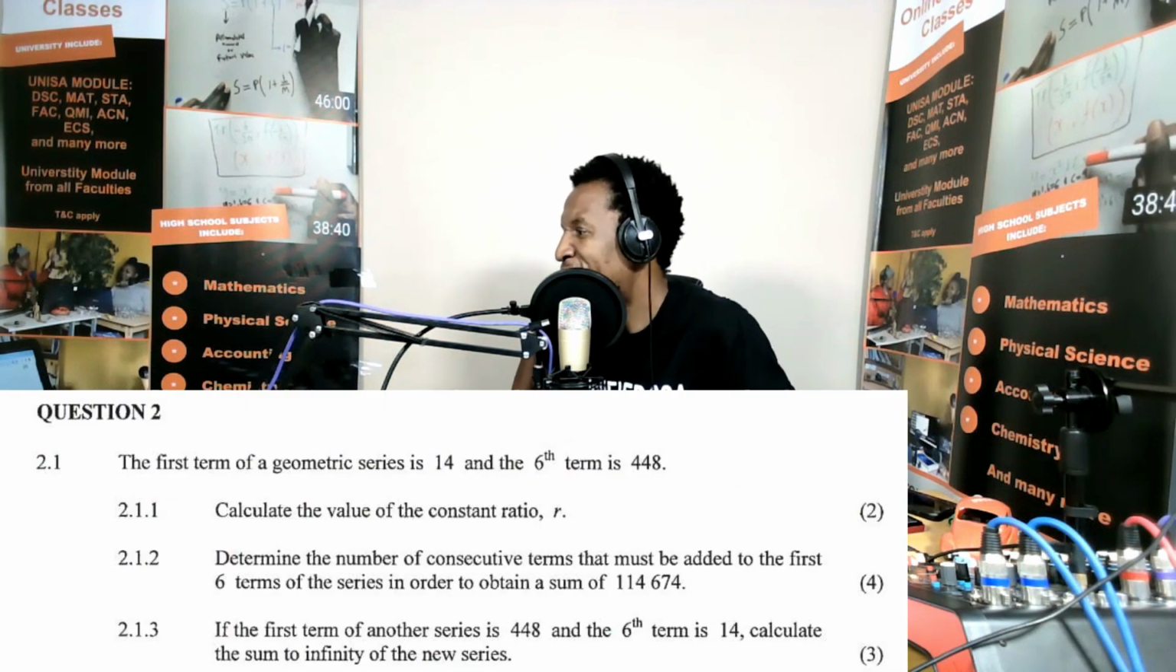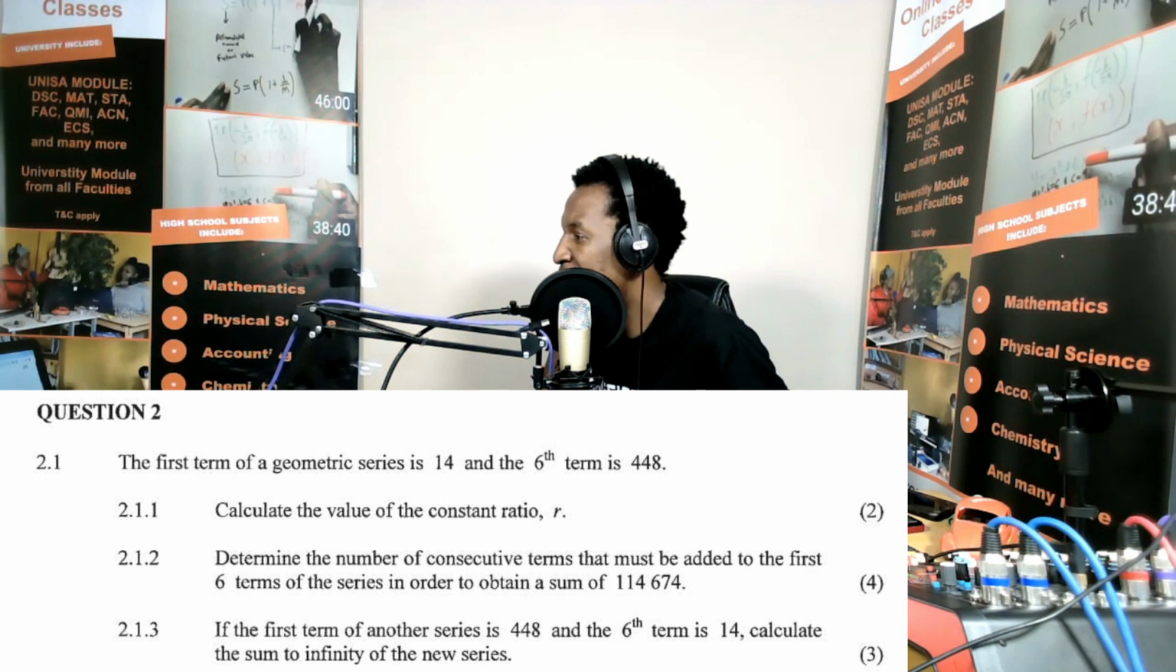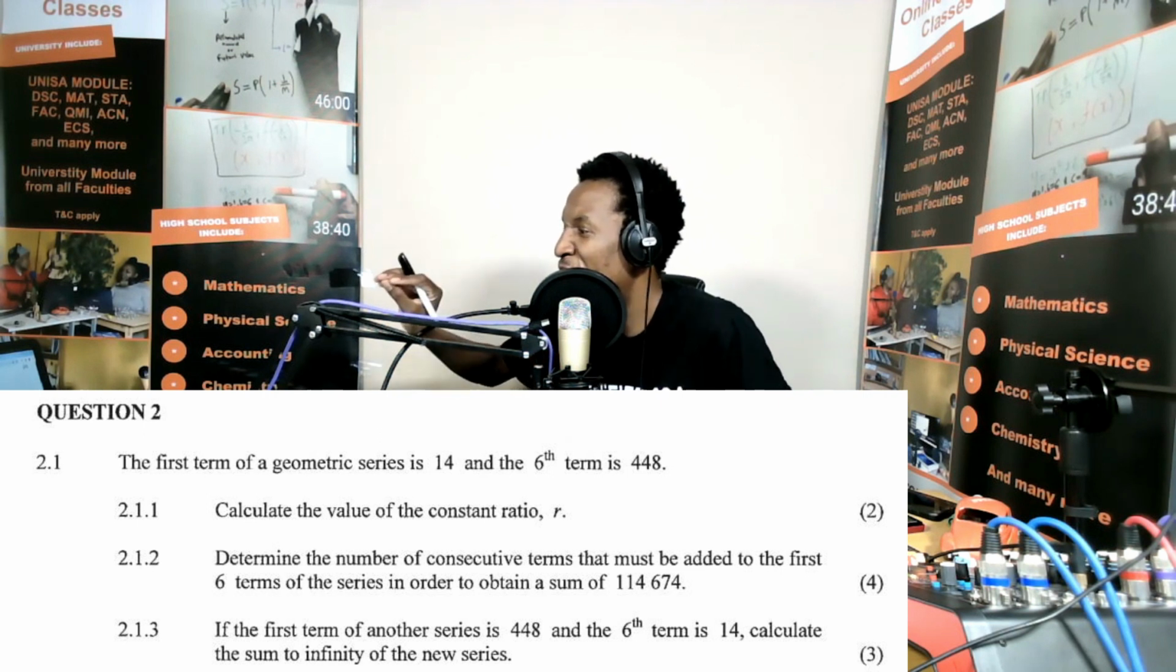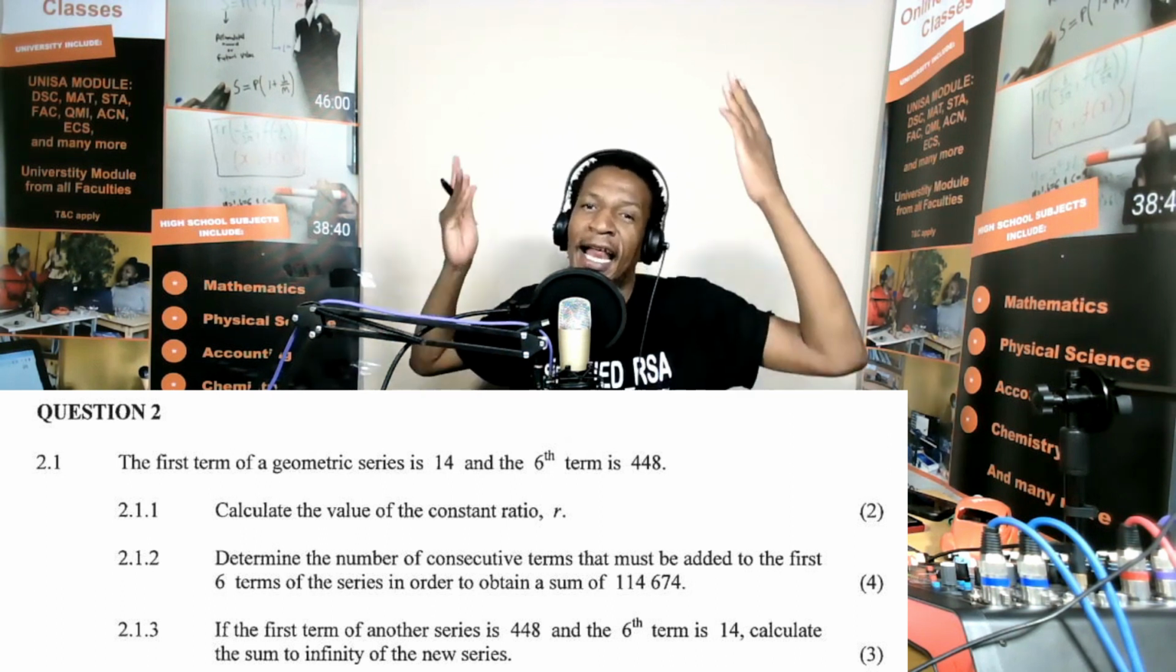Let's look at the next one, 2.1.3. It reads: the first term of another series. Okay, sharp, now it's a different one. If the first term of another series is 448, and the 6th term is 14, they want us to calculate the sum to infinity of the new series. Looking at this table here, we can see that the sum to infinity is actually just that formula there. We just have to determine the common ratio R again.